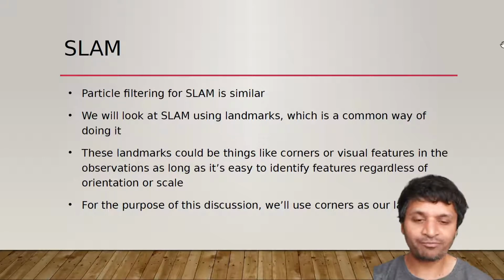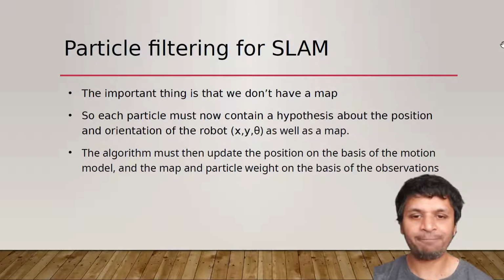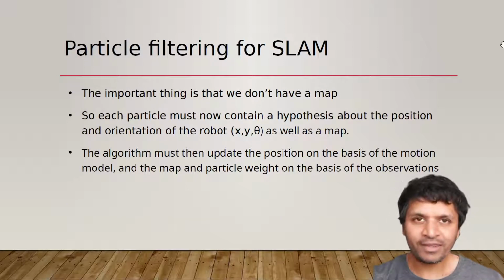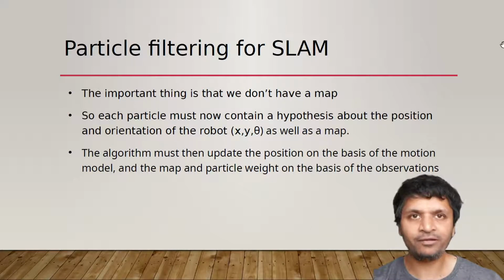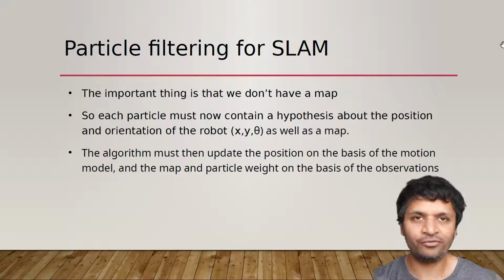Okay, so for this discussion, we're going to use corners as landmarks. The important thing about doing SLAM versus localization is that we don't have a map. Where previously every particle contained a hypothesis about the position of our robot, being its x, y, and theta, now every particle is going to have to contain a hypothesis about x, y, theta, and the map.